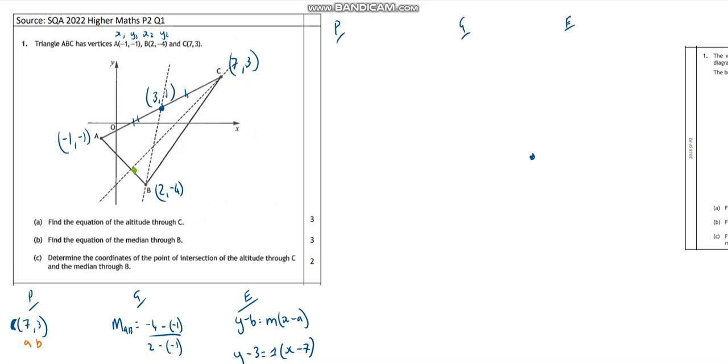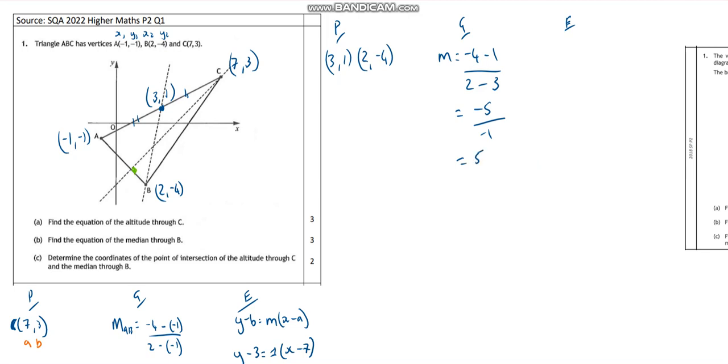So my points this time are going to be 3 and 1 and 2 and -4. So the gradient will be -4 take away 1, 2 take away 3. So that's -5 over -1. So I've got a gradient of 5.